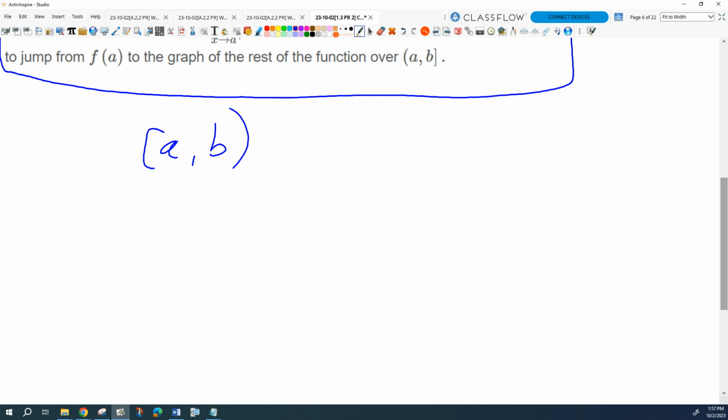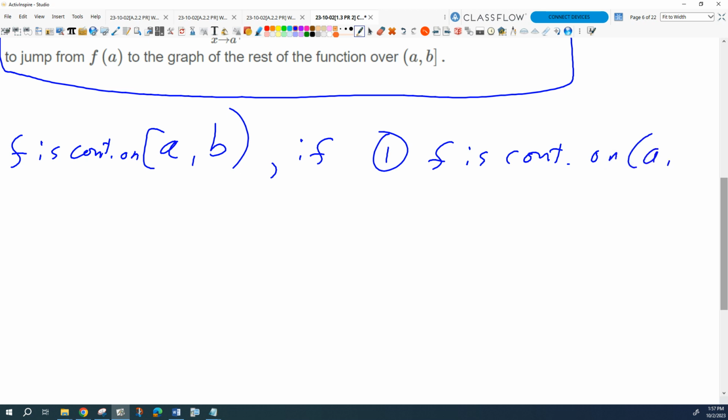In order to be continuous on that interval where we're including the left endpoint but not the right, what would have to be true? So a function is continuous on this interval if what? There's two parts. I'll get you started. It's continuous on the open interval between the endpoints, and what else has to be true?